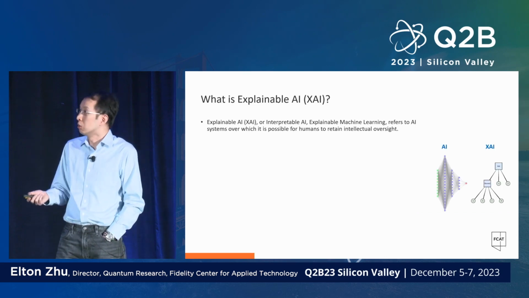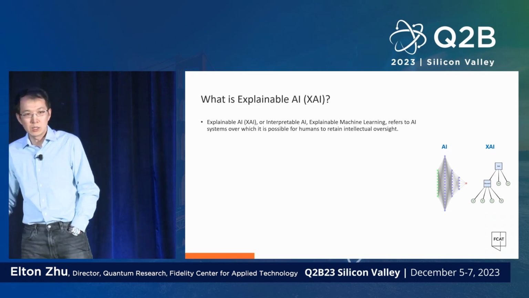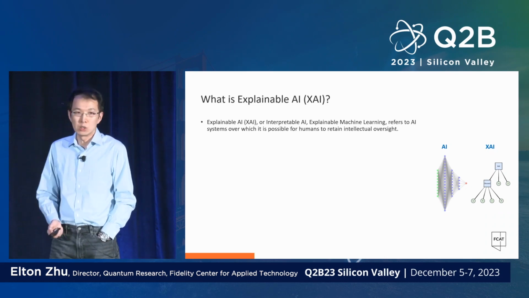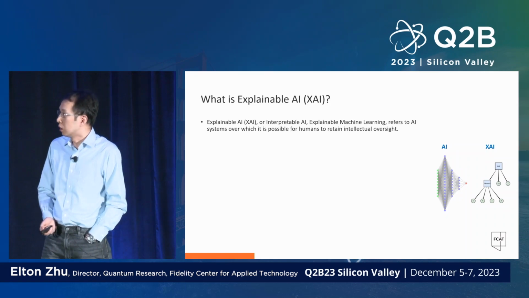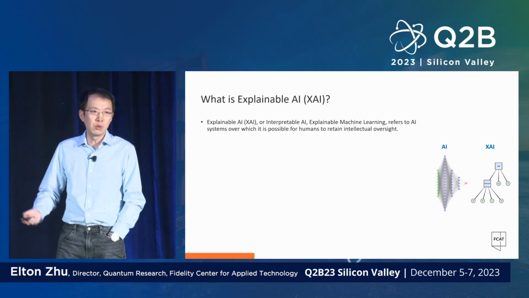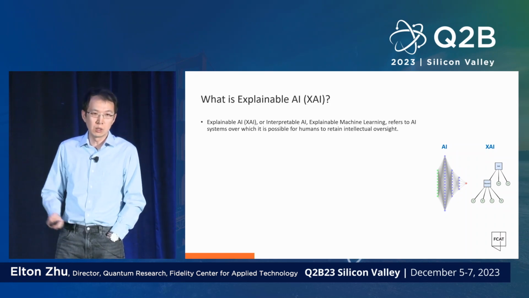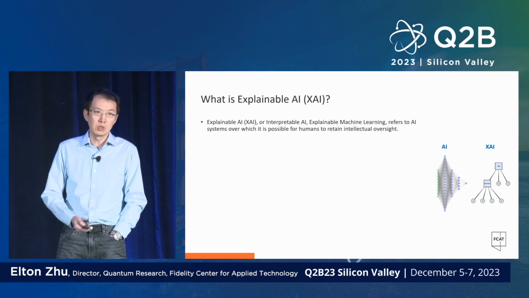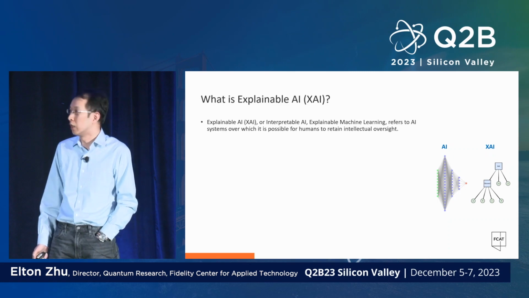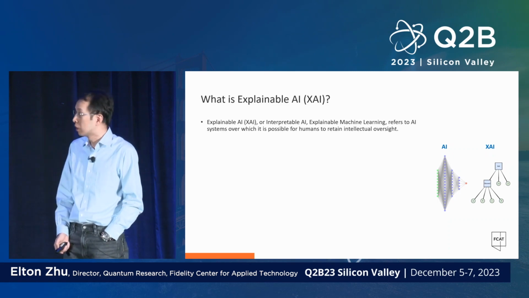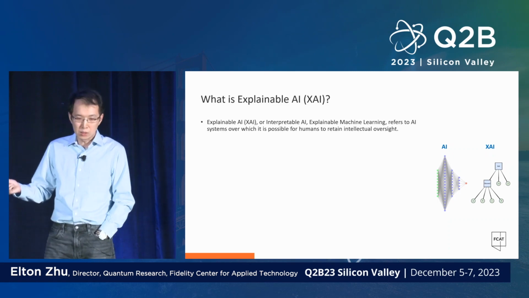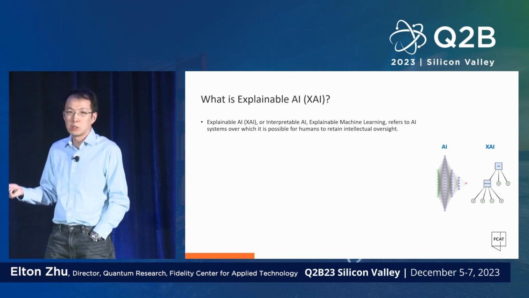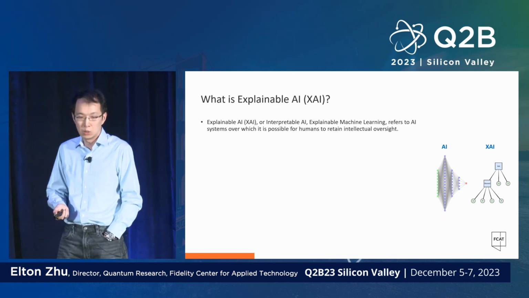So for example, if you look at an example on the right, in the first picture, this is a very simple feed-forward neural network. This is what we typically understand as AI. For example, what's happening in ChatGPT and all of generative AI is basically those kind of models. On the right, that is an example of explainable AI, and this is what we are doing.